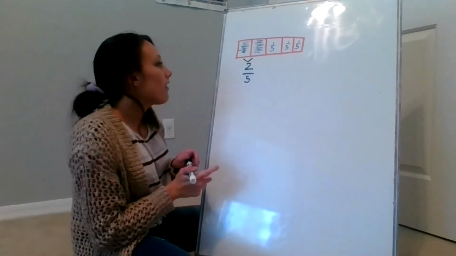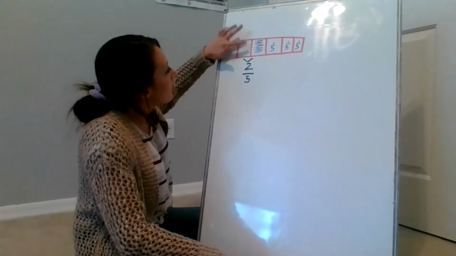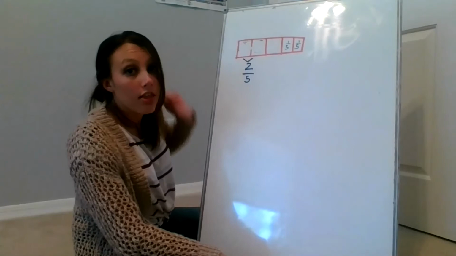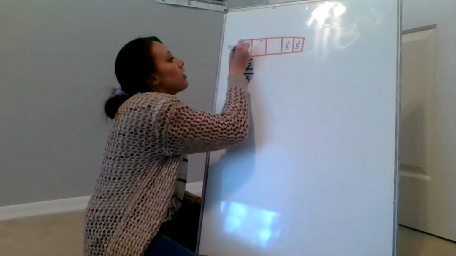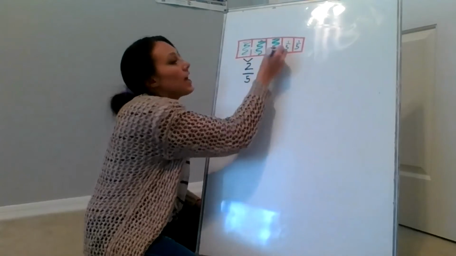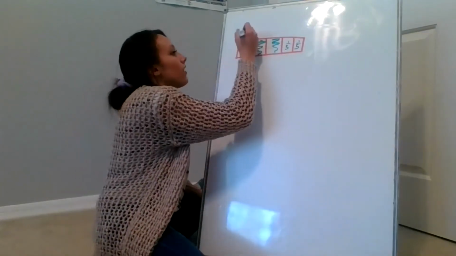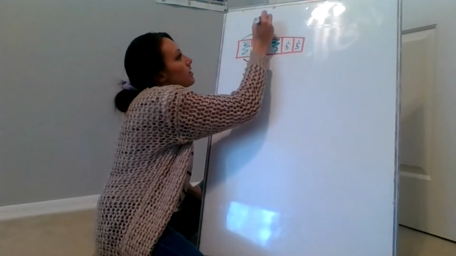Now, what if I decided to shade in, let's get rid of this, what if I decided to shade in 3 of my 5 pieces? So if I wanted it to look like this, 3 of my 5 pieces is 3/5. So this is 3/5.